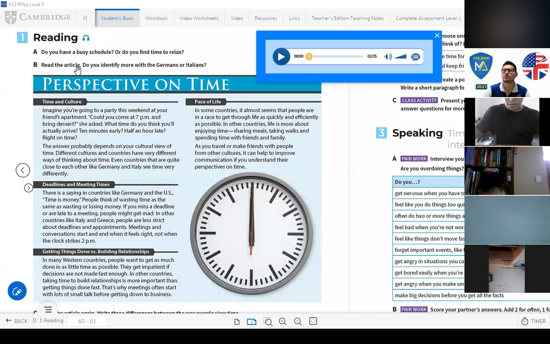Okay, here it says, read the article. Do you identify more with Germans or Italians? For example, the Germans and Italians are different, no? The Germans think that time is money. You have to be on time all the time, no? And Italians are not so strict as the Germans, no? And the Peruvians, I don't know, you say you have a party at 7, they get there at 10. My God, 3 hours late. No, that's too much. If you say to a German the party starts at 7, the German is there at 7 on time, no?